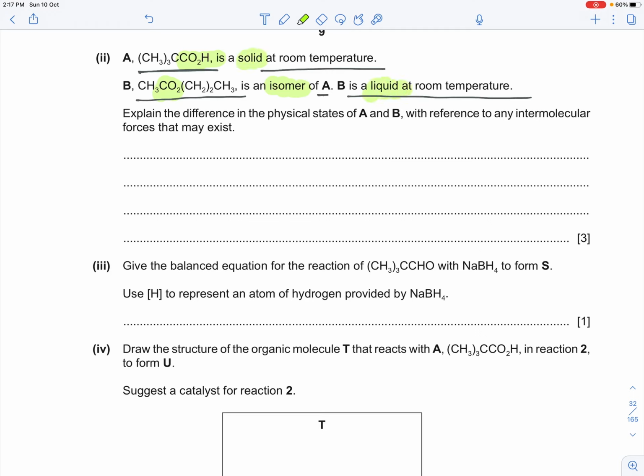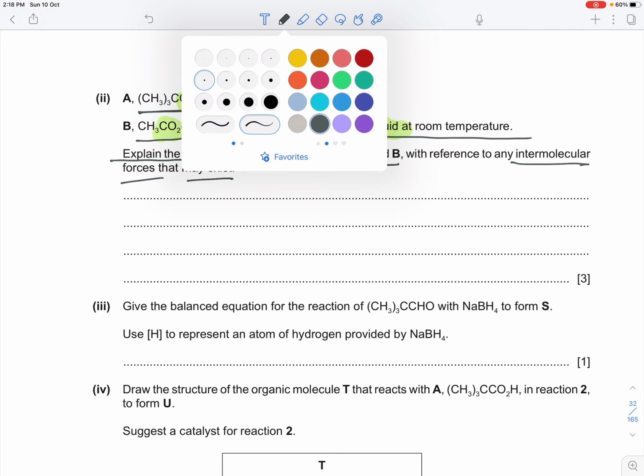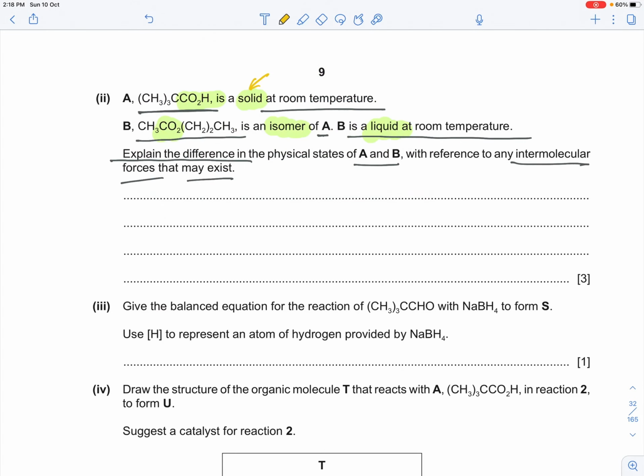Explain the difference in the physical states of A and B with reference to any intermolecular forces that may exist. So we have to explain why, although they are both isomers of each other, A exists in the solid phase at room temperature and B exists in the liquid phase at room temperature.